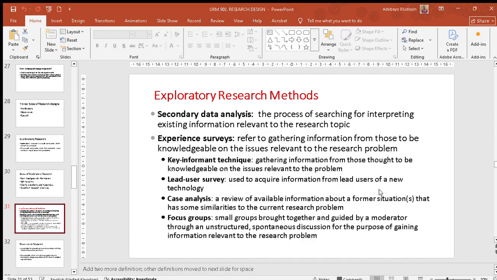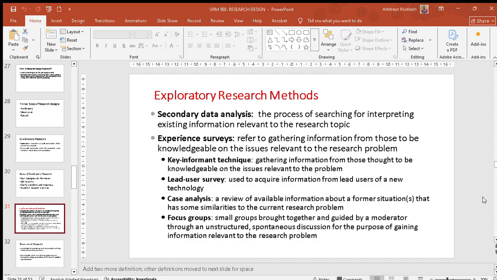And then there are two ways by which we can adopt exploratory research. Anyone adopting exploratory research is likely going to use two of these methods. Number one, you're either going to use secondary data. That is when you focus basically on interpreting existing information. And this is basically going to be maybe like desktop research or a kind of review work. You just explore.